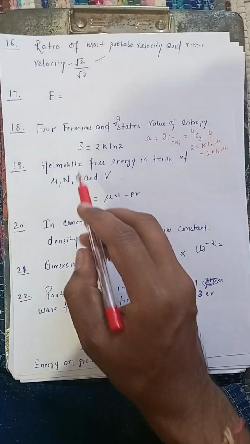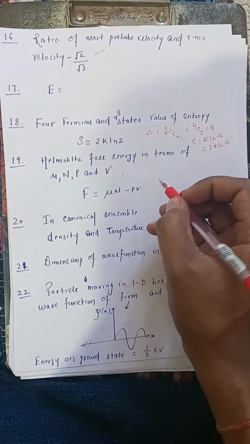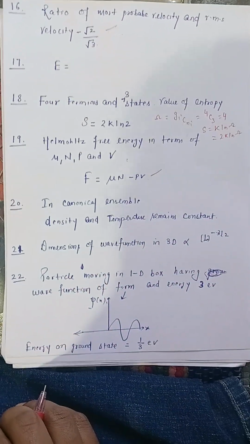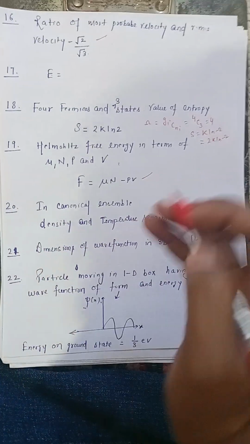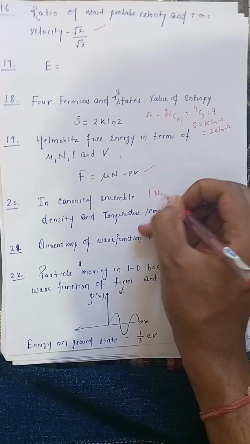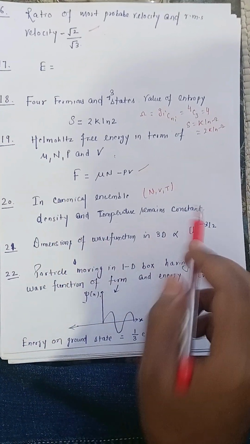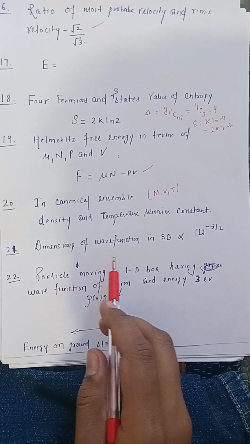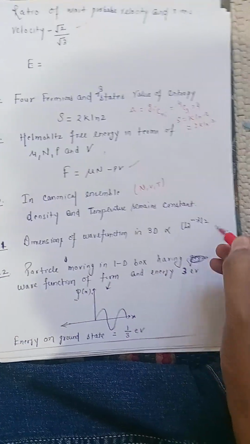Then the relation between Helmholtz free energy in terms of mu and P and V. So it will be F is equals to mu N minus PV. Then in canonical ensemble, we know that N, V, T are constant. So the correct option was density and temperature remains constant. Now the dimension of wave function in 3D was asked. So it is L to the power minus 3 by 2.